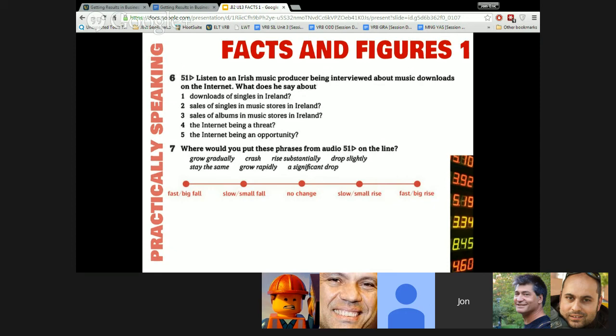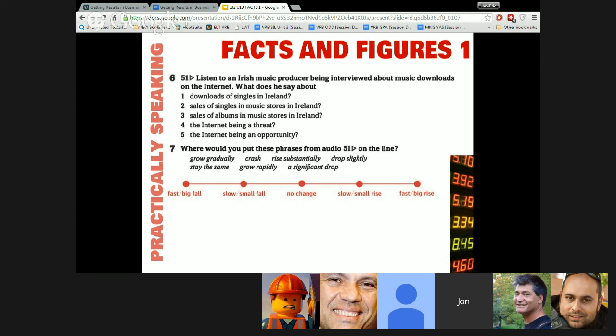Okay, so we have small fall is drop slightly. Okay? What else? Greg, what would you put for a big fall? For a big fall, I would put crash. Okay, and what else? And probably a significant drop. I agree. So, on the far left, crash, significant drop. The next one over, small or slow fall, is drop slightly.